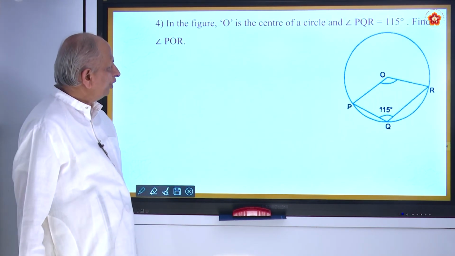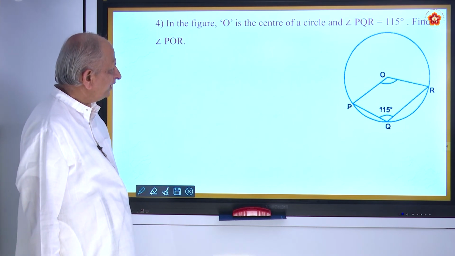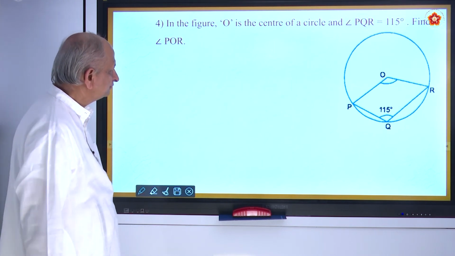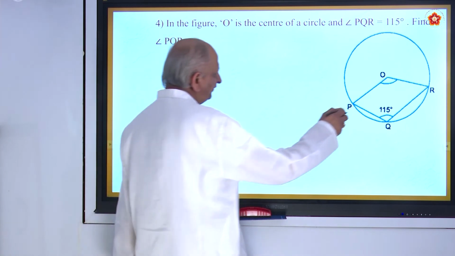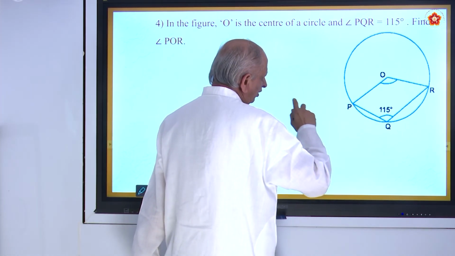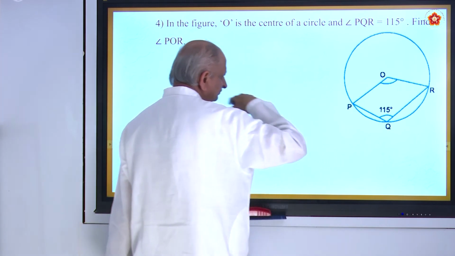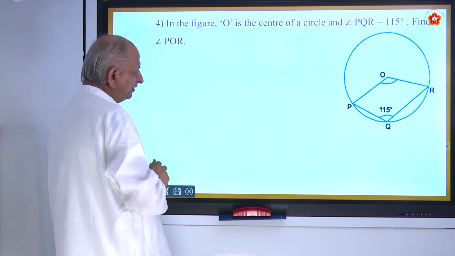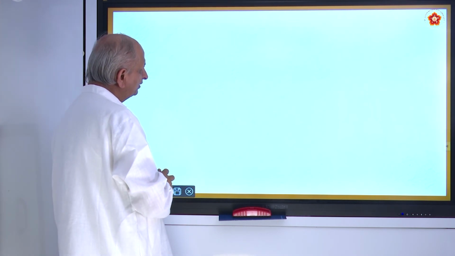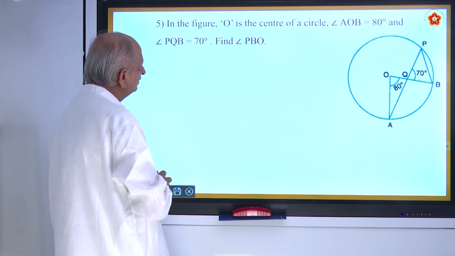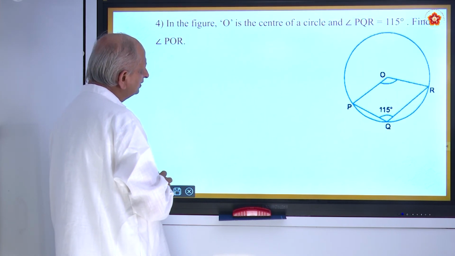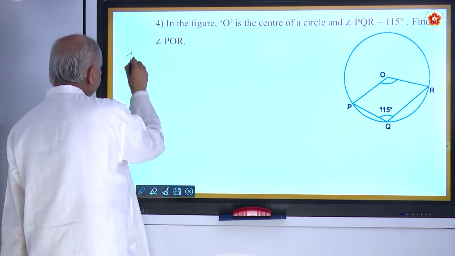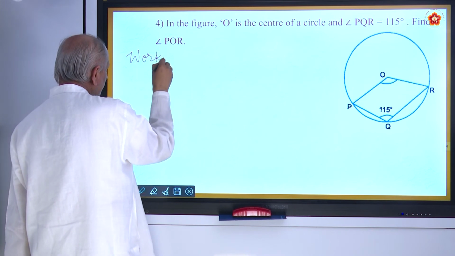Come on. O is the center of the circle. PQR is 115 degrees. Find POR. So this is 115. Now this cyclic quadrilateral is within the circle. How to do it? For that you have to use the previous theorem about angle at the center. Is it not? That property you have to use. So working you can write, or you can write solution, one of the same.